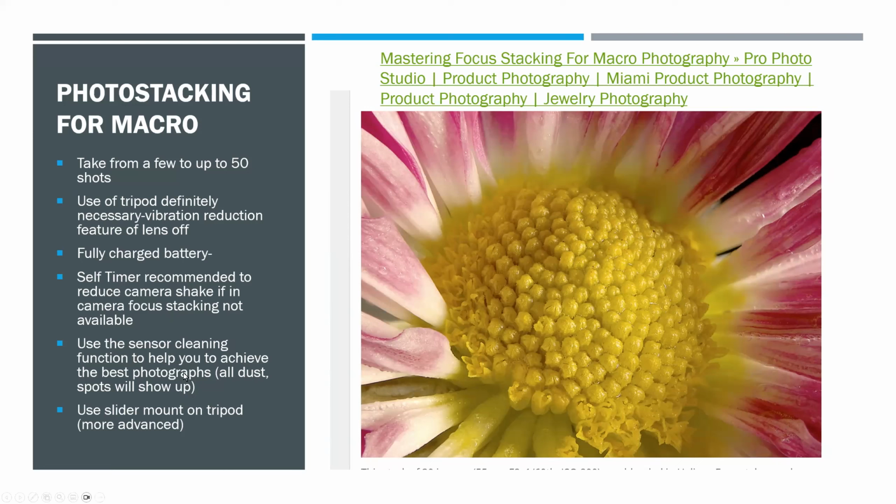Make sure your sensor is not dirty. I took a whole bunch of photos in Colorado, of blue sky, and didn't realize till I was home that I had a lot of spots on my blue sky because my sensor was dirty. And I found a very simple way of cleaning it, and my California skies were a lot better than my Colorado skies. So you want your sensor clean, because you're going to take so many photos and it's going to show up.